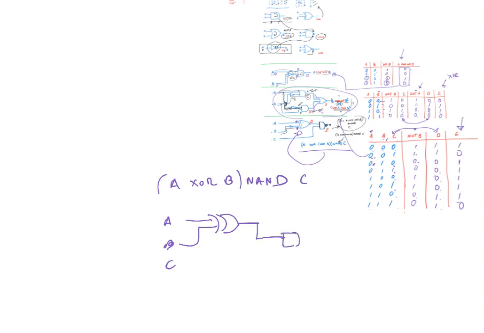For example, let's say I have A XOR B and C. So you have A, B, C. So A XOR B, and the result of that NAND C. So I have a NAND, and there you go. So making a circuit out of an expression is even easier.